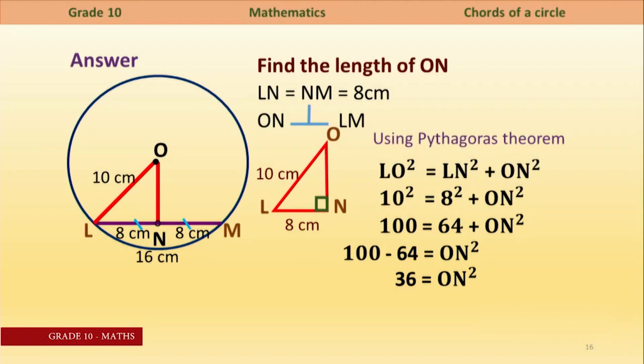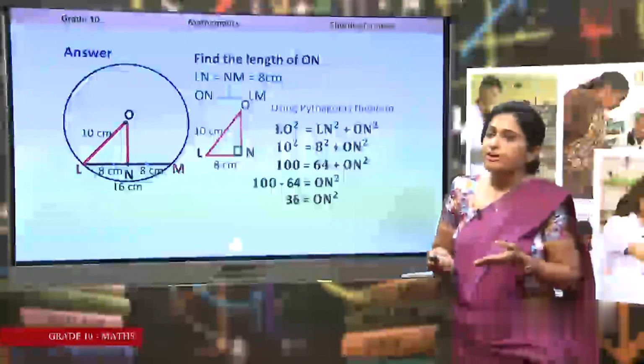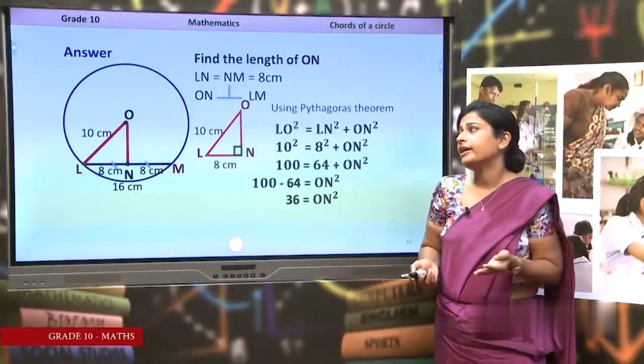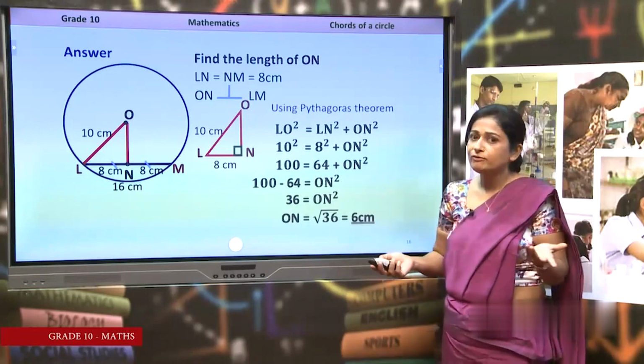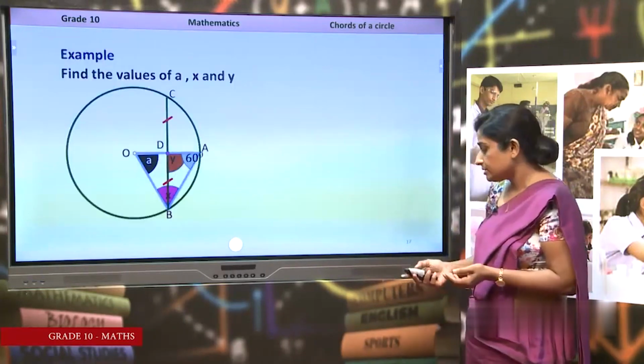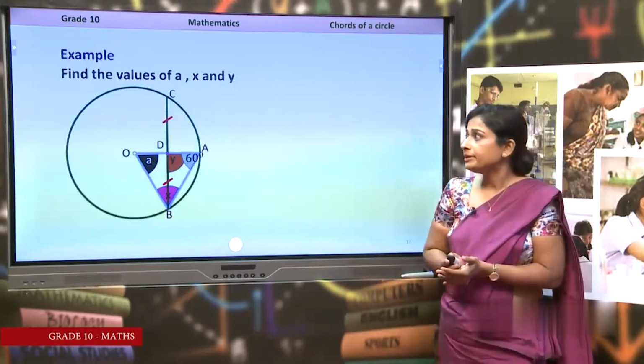Then we have to find ON. How do you find ON? We have to get the square root of that. So, ON equals 6. We found that. ON is equal to 6.